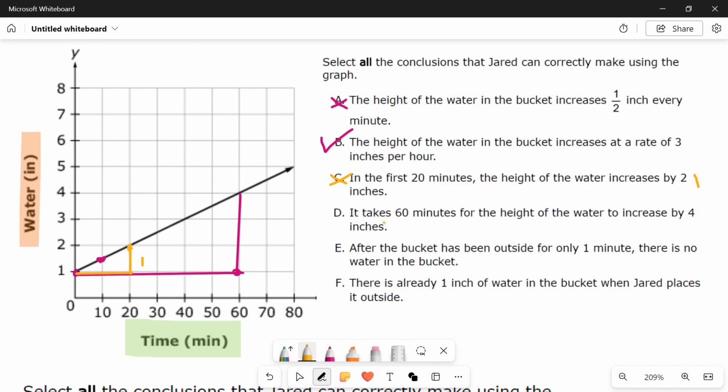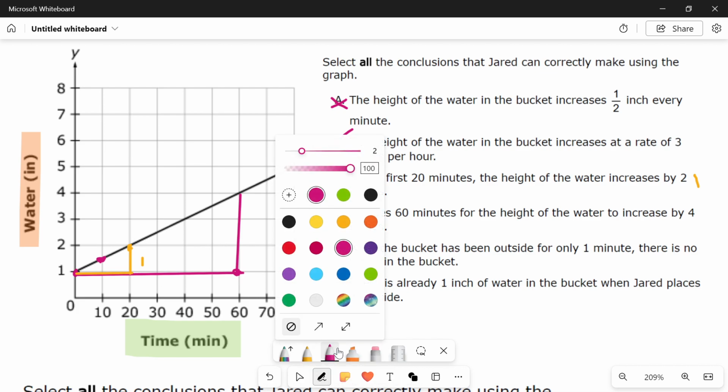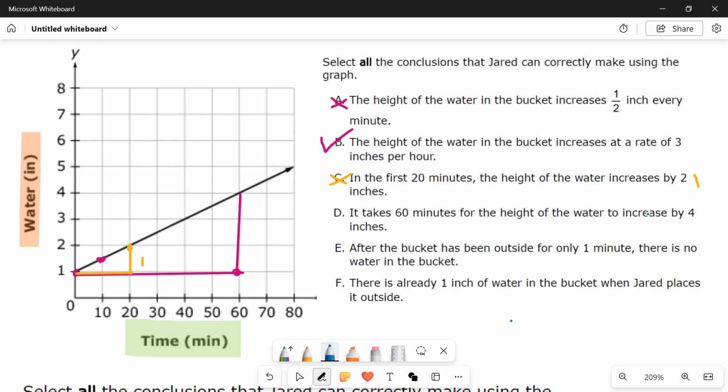Next, it takes 60 minutes for the height of the water to increase by 4 inches. And that is another one where they're going to throw kids off, and their language skills are what's hurting them, not anything else. Because this is misleading if you don't understand increase by versus increase to. If I was looking at the words, hey, it's increasing to 4 inches, well, that would mean it increased until it got to the number 4. So that would be true. But in 60 minutes, it didn't increase by 4 inches.